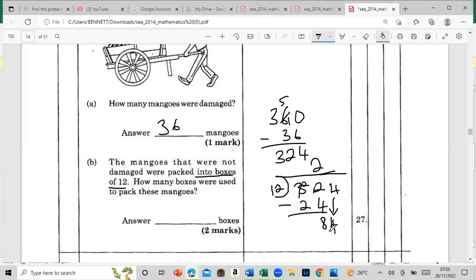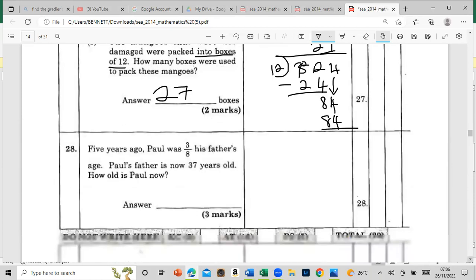So now all we have to do is see how many groups of 12 we can get out of 84, and that would give us the remainder. Now, how many boxes were used? So it's 84 divided by 12, which is what number multiplied by 12 gives it? That's 7. So it is exactly 7 boxes. Very nice question. So it's 7 boxes needed for the remainder. All right, big up yourself.